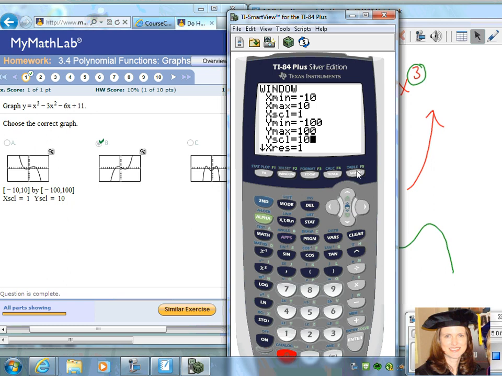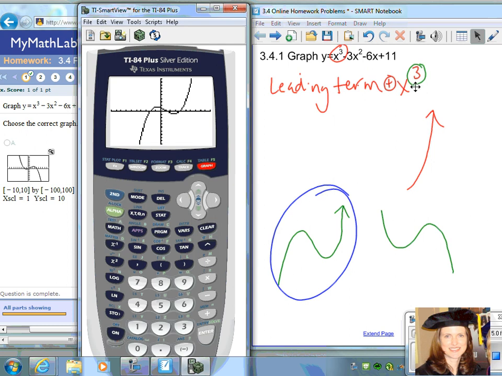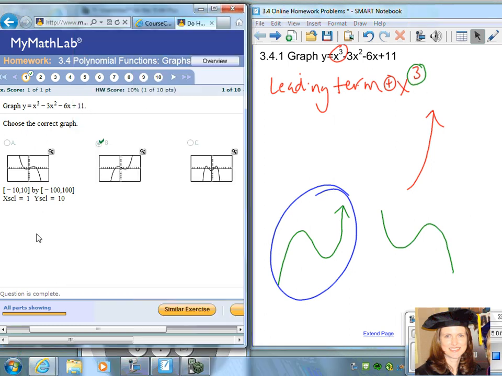And now when I just press graph, you should see a different looking graph, a graph that goes up, down, and up. It's a 3rd degree polynomial. The leading term is positive, so it's going to end up on a high note. Because it's an odd degree polynomial, it's going to go in opposite directions. On the left side, it goes down. On the right side, it goes up. Again, you don't need a graphing calculator. If you understand that concept, then you can make your decision rather quickly.